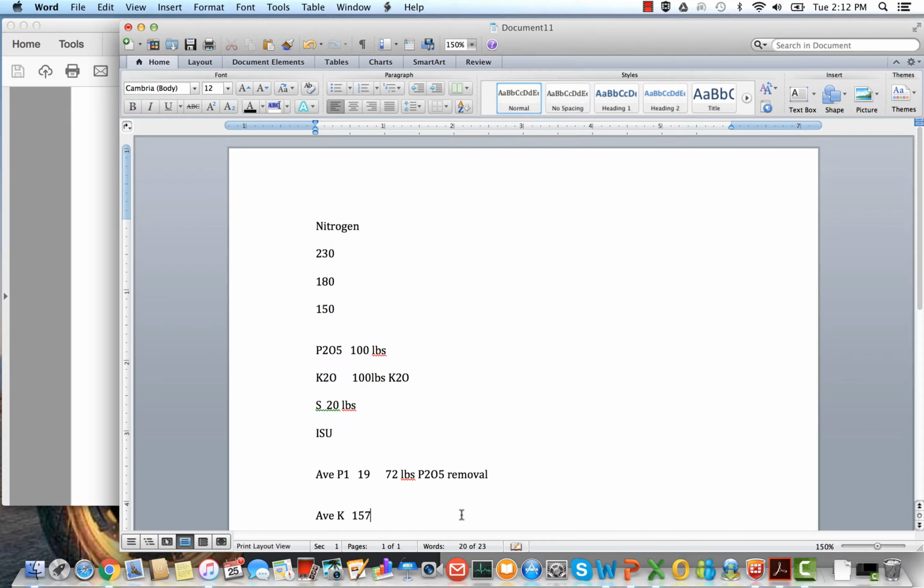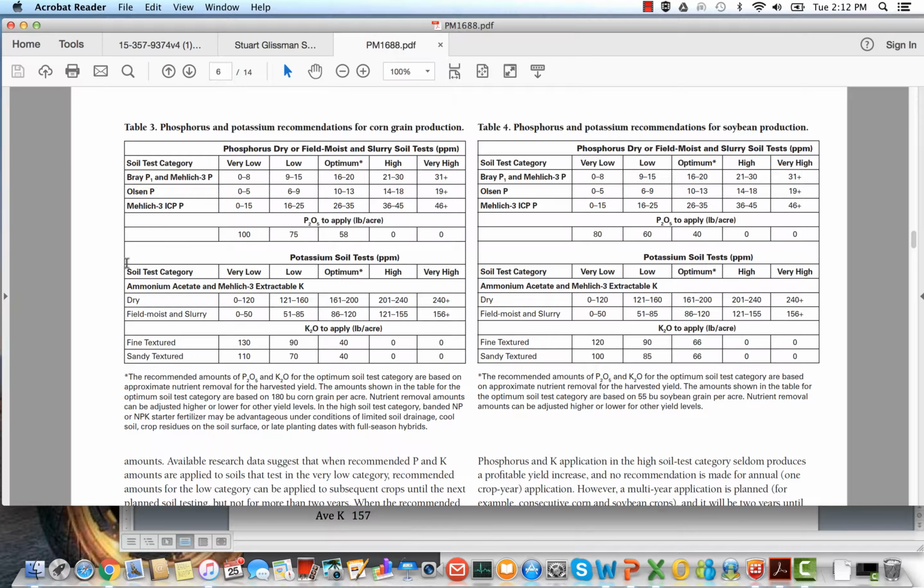And for potassium, we've got a 157. That puts us in the low category, and this is a fine textured soil. So for our low category, this is the dry ammonium acetate extraction for potassium. Again, we're at 157, so we're right about that 160, and they're saying 90 pounds.